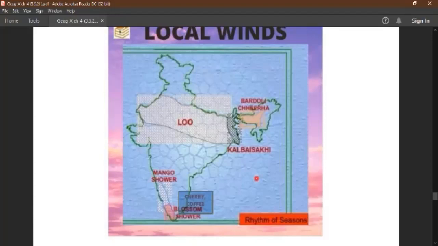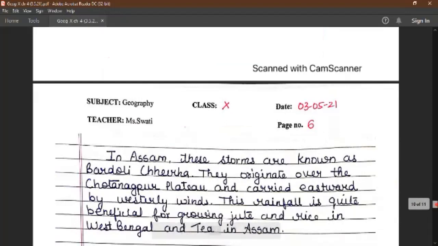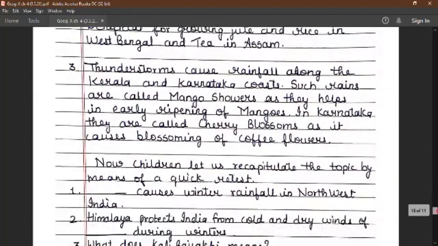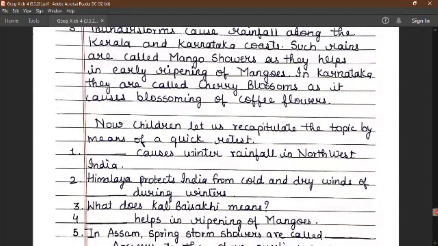Now let us recapitulate the topic by means of a quick retest. So again I'm going to ask a few questions, after which you may pause the lesson to write down their answers. So your first question is in the form of fill in the blank. Dash causes winter rainfall in northwest India. Number 2. Himalaya protects India from cold and dry winds of dash during winters.